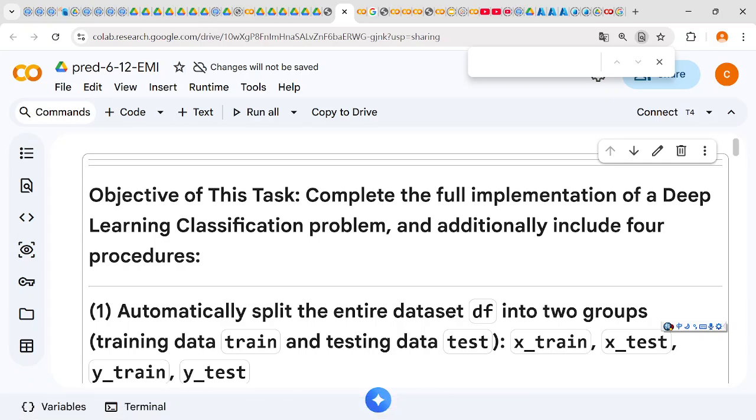And the objective of this is to complete the full implementation of a deep learning classification problem and additionally include four procedures. The first is to automatically split the entire dataset DF into two groups, the training data train and the testing data test.